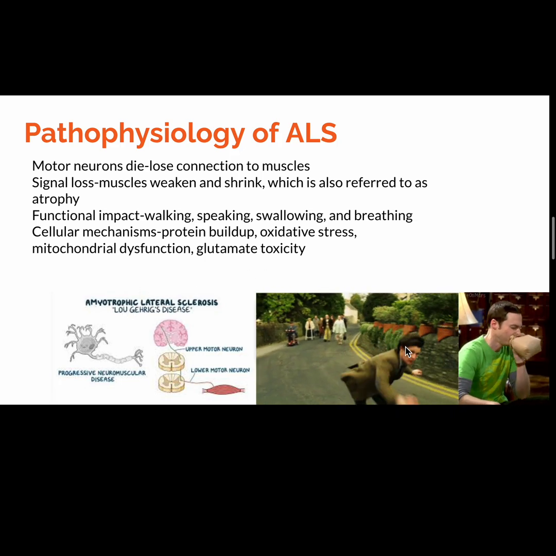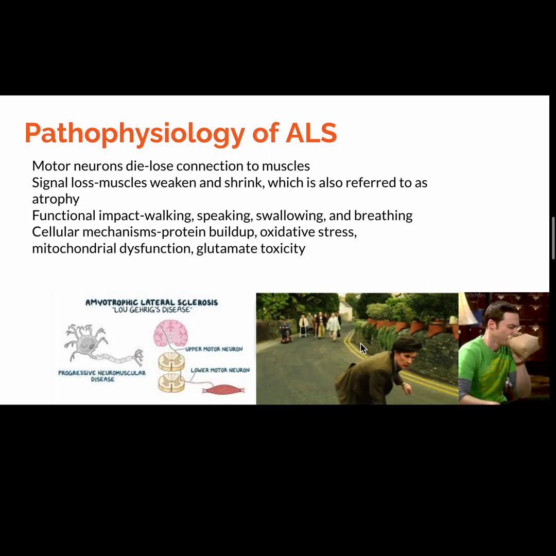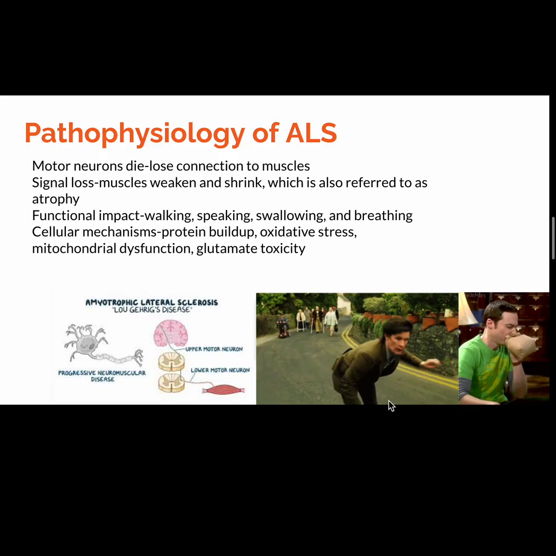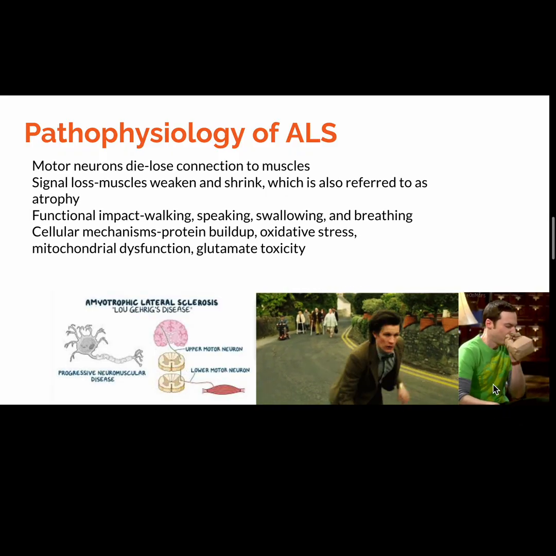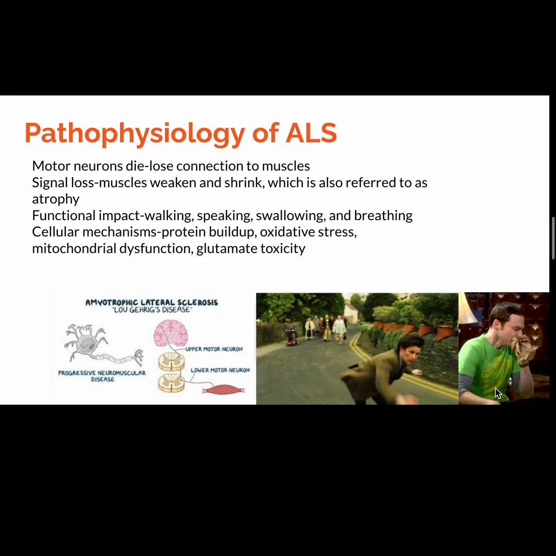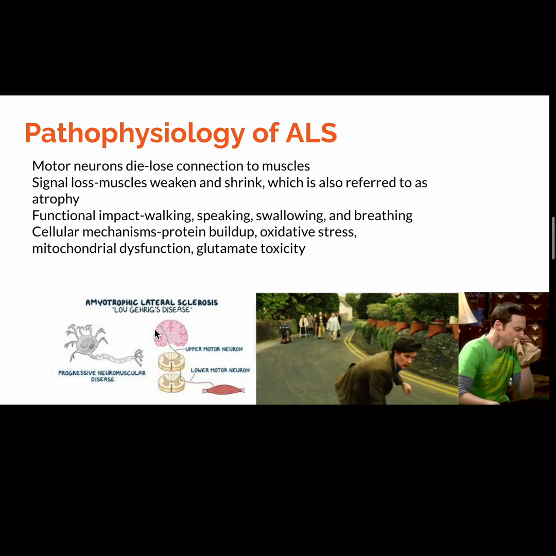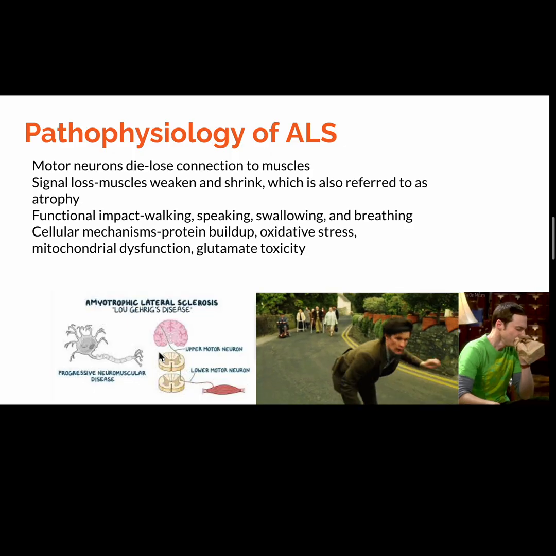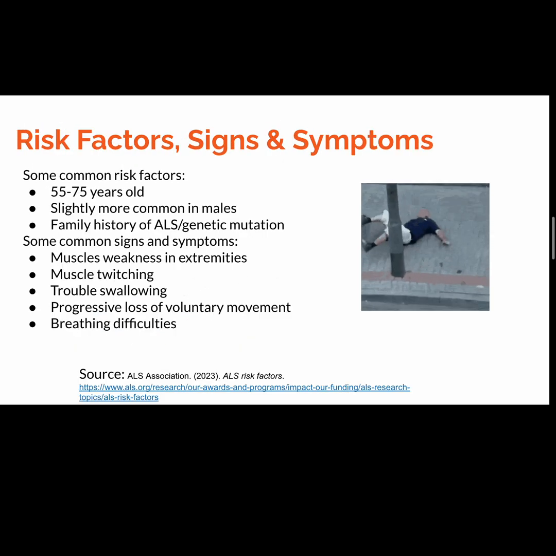In this GIF, I have the degeneration of muscle, with him losing his ability to walk and keep balance. Even though it doesn't really look like it, I tried looking for an example of the complication of breathing, and of course the amyotrophy of the muscle. Excuse me. Now we'll move on to slide 8, which covers the risk factors, signs, and symptoms.